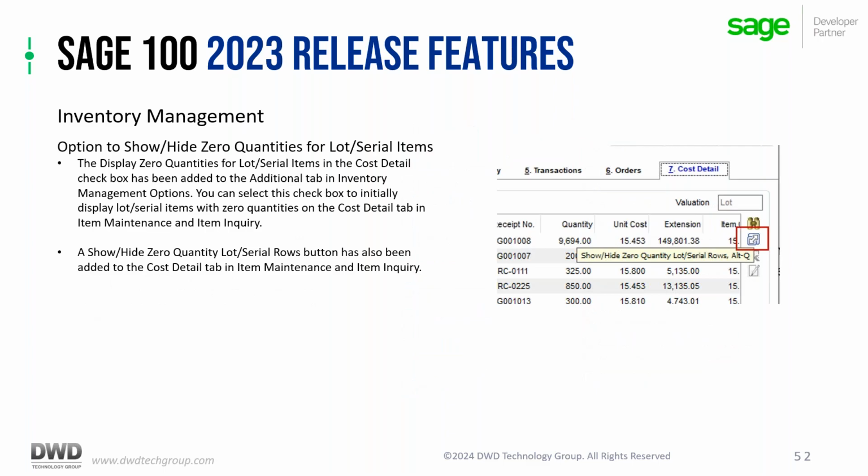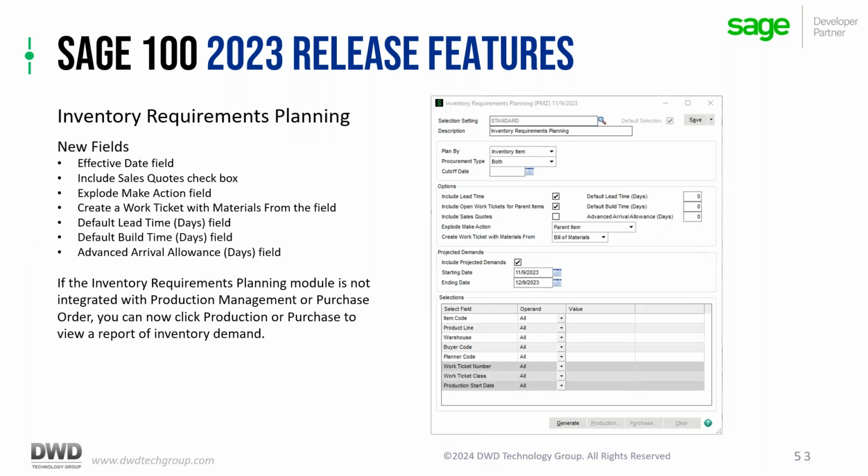Show hide zero clients for lot zero items and cost detail, right? So again, that really comes in handy if you just want to see the stock items you have, and you want to see the cost detail information for just the in-stock items. Click the button, and it shows and hides that zero quantity. IRP. So again, I mentioned that in 23, 24, they put a lot more into this, and they just keep building it out.